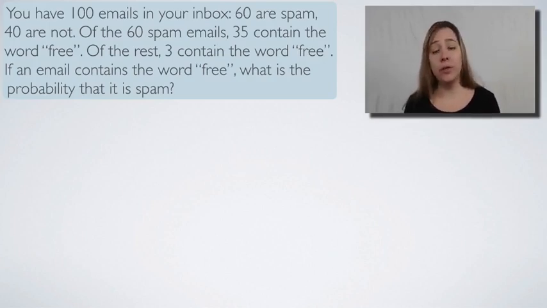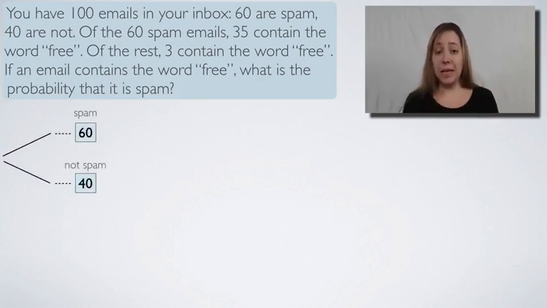So what we want to do first is to organize this information into a probability tree. We're going to start by dividing our population, our inbox in this case, into two, based on whether the email is spam or not spam. So we have 60 emails that are spam and 40 emails that are not spam.